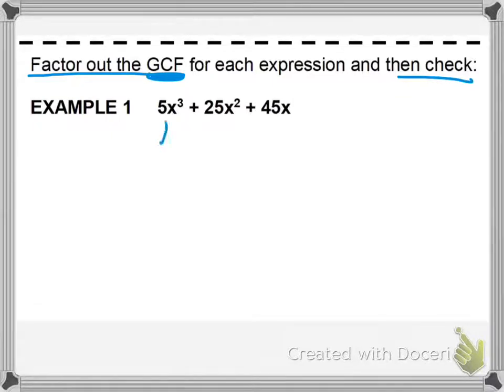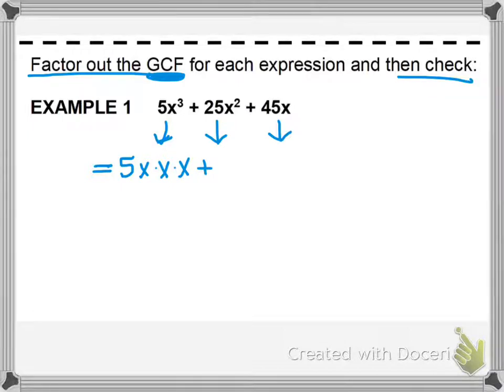So we're going to take a look at each of these monomials, and we're going to rewrite them in another way so I can see each of their factors. So for 5x cubed, the only factors of 5, or numbers that multiply to make 5, are 1 and 5. So I'm just going to rewrite the 5. Now x cubed actually means x times x times x. So I'm going to expand that so I can see all of the factors. Plus. Now we have 25x squared.